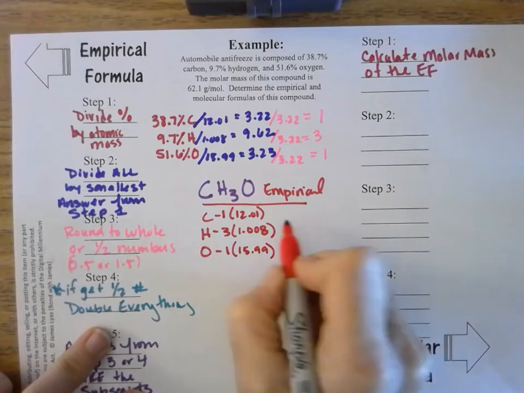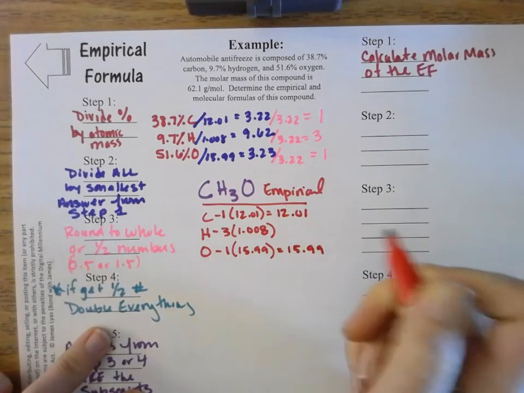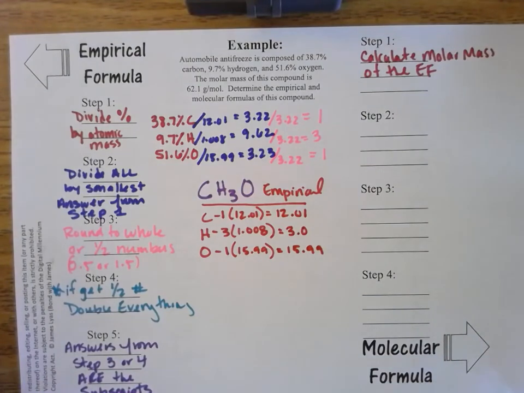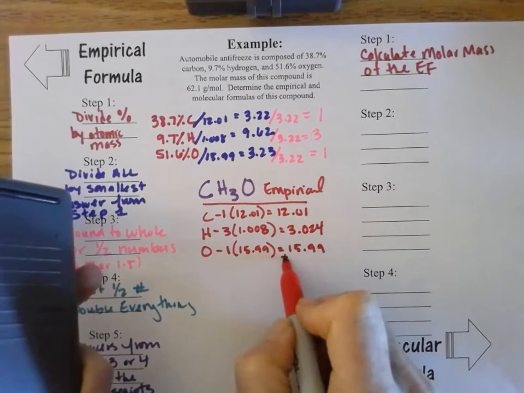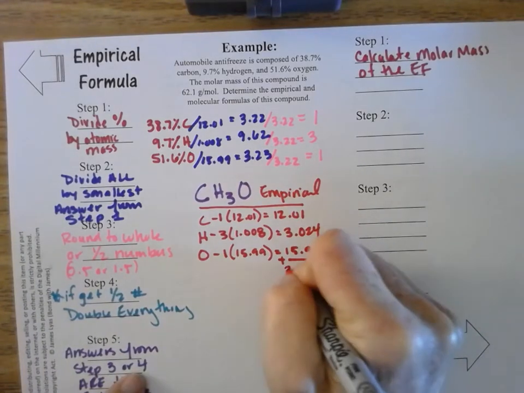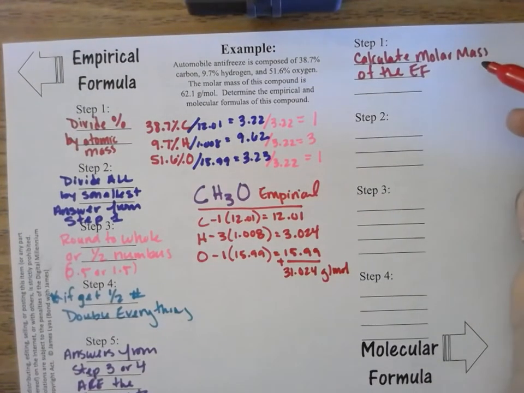I can do these ones just like that. I think it's 2, 4. I'll double check. Last step is to add. 31.024. We just did step 1. We calculated the molar mass of the empirical formula.